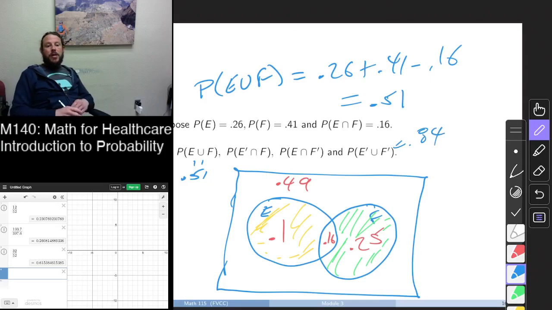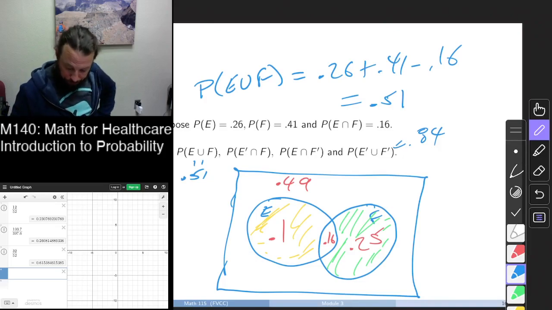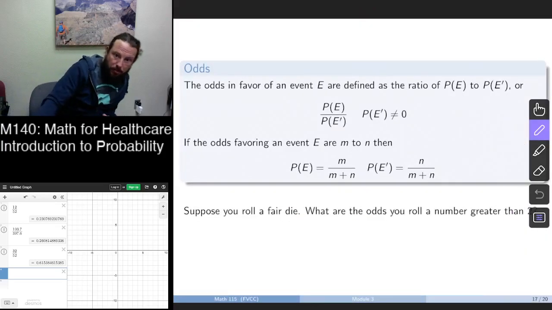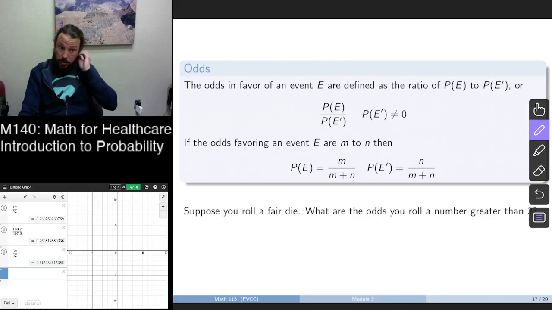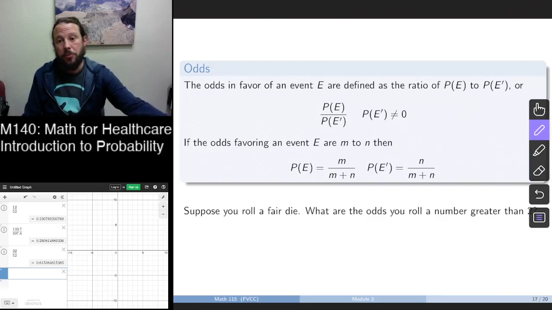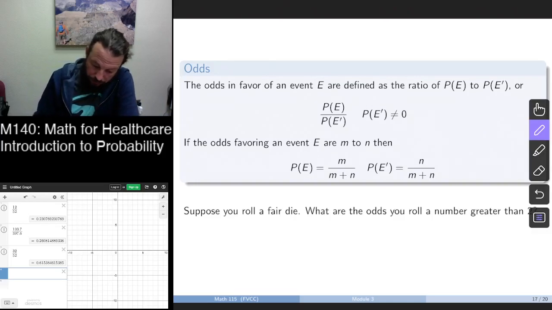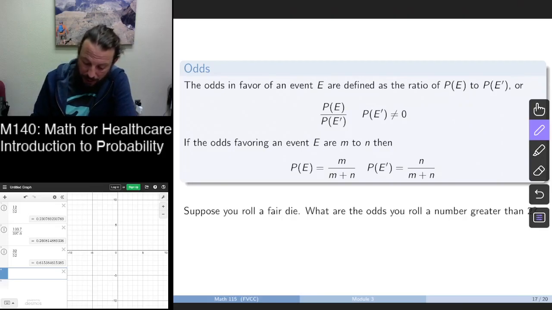And that's how we could use a Venn diagram and probabilities together. Now, sometimes you'll hear people say odds rather than probability. They're tied together. It's just a different way of writing it down. This is something you'll see quite a bit if you go out and bet on sports. So here's our definition. The odds are the ratio of the probability of E to the probability of E complement.